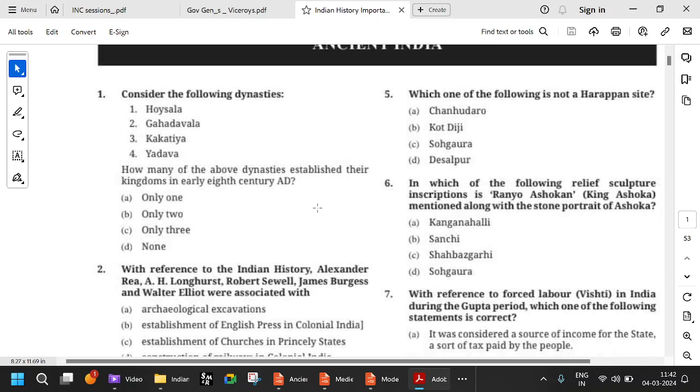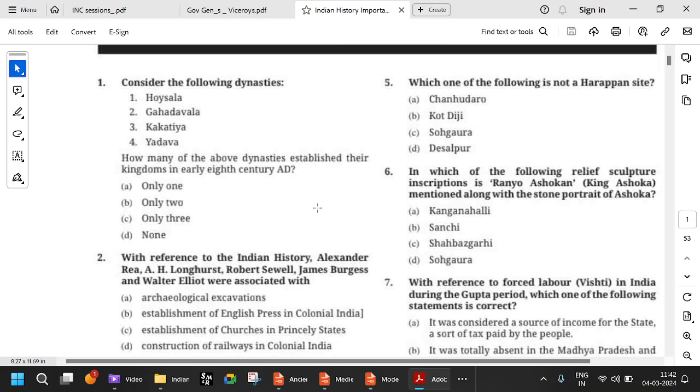So which one of the following is not a Harappan site? Chanhudaro, Kodiji, Sohagora, Desalpur. You know Desalpur, Kodiji, Chanhudaro. They are all famous sites of the Indus Valley civilization. Kodiji is in Pakistan in the Sindh region. Chanhudaro is also famous for bead making. It's also in the Pakistan Sindh region. Desalpur is in Gujarat.